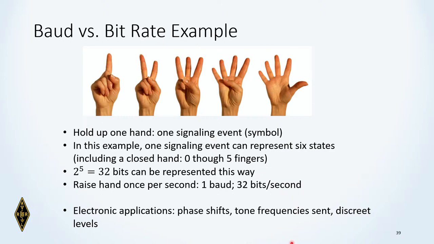Now in electronics, of course radios don't understand fingers. You notice that there aren't any impolite hand signs here, which we appreciate. That's very thoughtful of you. Right. So in electronics, you can make a change between a transmitter and a receiver, and that change could be a phase shift. It could be a change in tone frequencies. It could be a change in levels, soft or loud. So these are all ways that we can vary the information between a transmitter and a receiver without having to use hands.